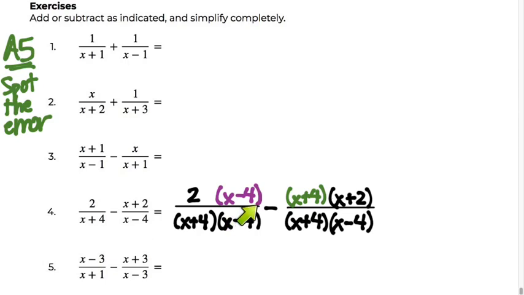And remember, at this step, you can always check your work by imagining what would happen if I canceled this x minus 4 factor with that x minus 4 factor. I would just get this original thing back, right? Same thing with this x plus 4 factor. Cancel those, we get back there, right? So that's all we're doing, right?